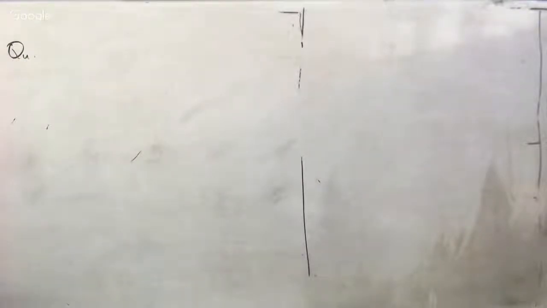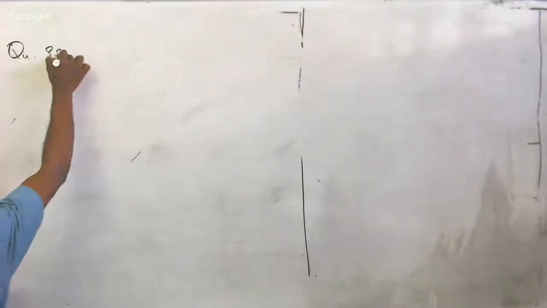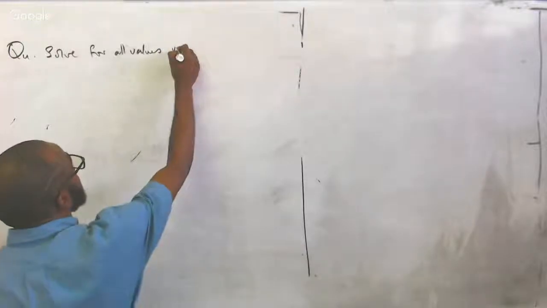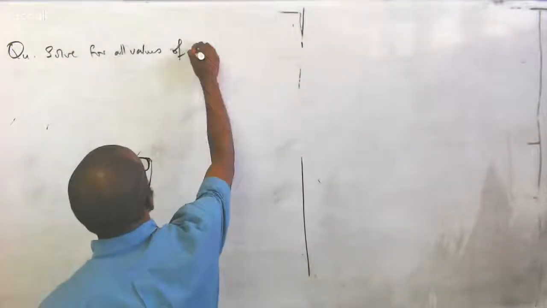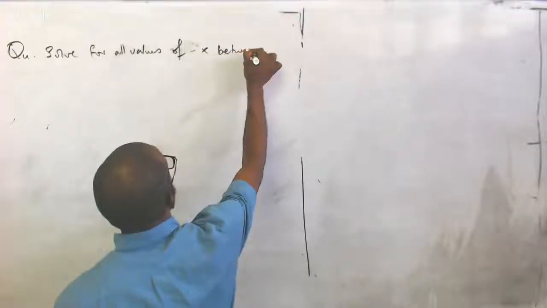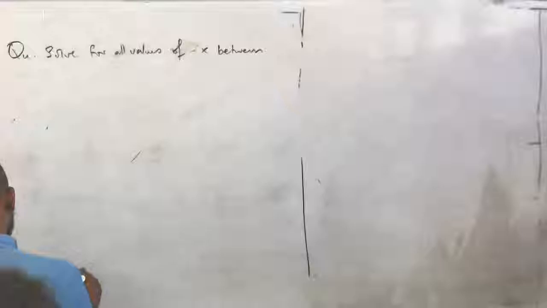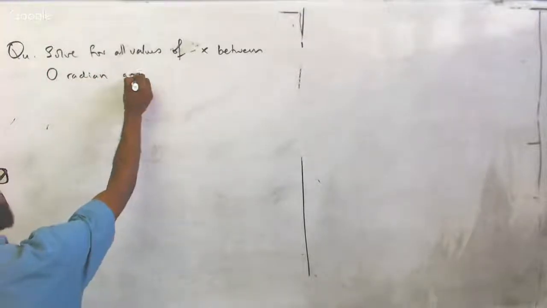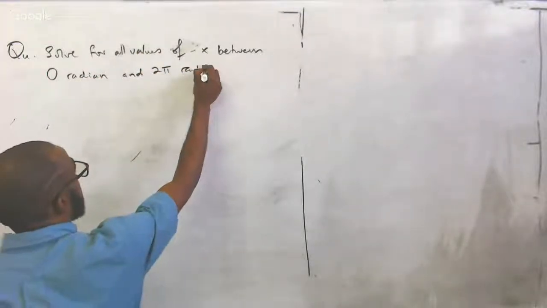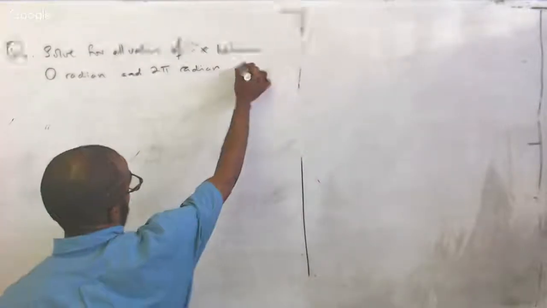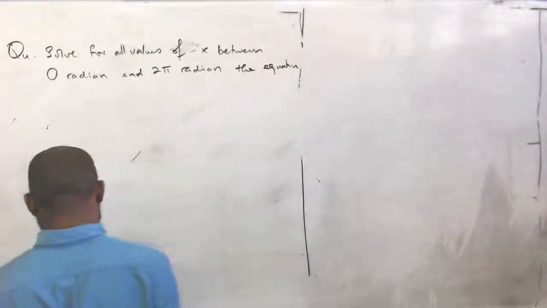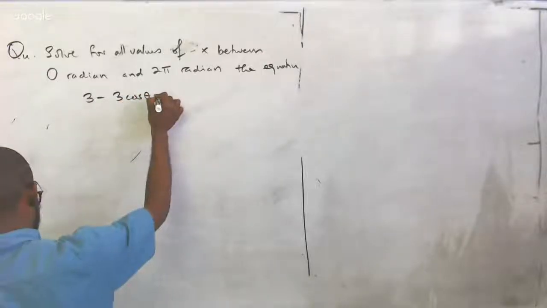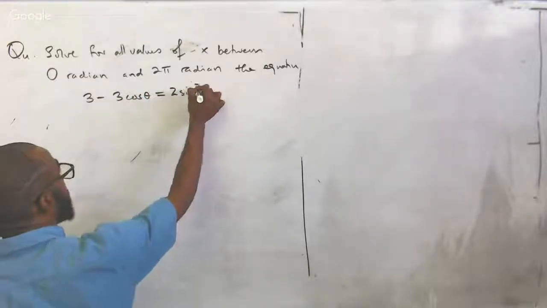Question. Solve for all values of x between 0 radians and 2 pi radians the equation 3 minus 3 cosine theta equal to 2 sine squared of theta.